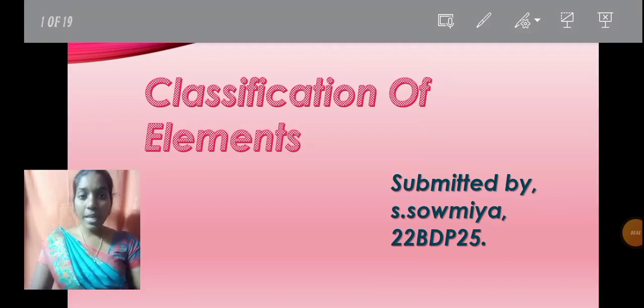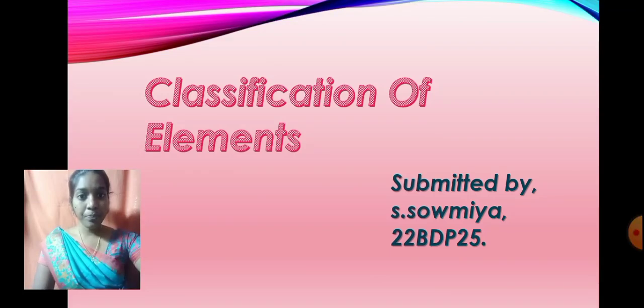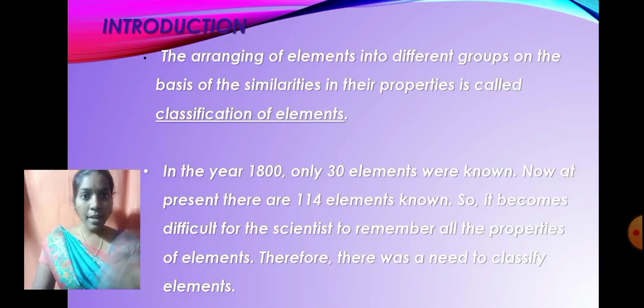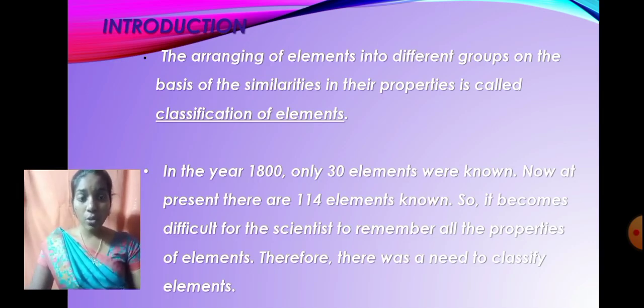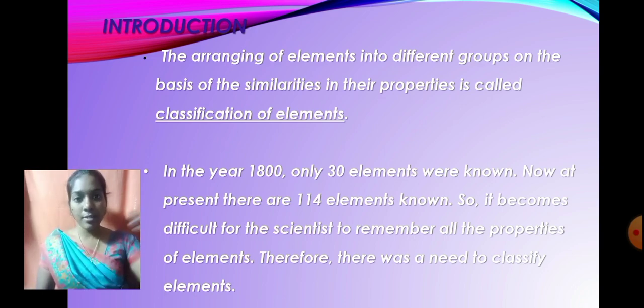Today we are going to see about classification of elements. Introduction. The arranging of elements into different groups on the basis of the similarities in their properties is called classification of elements. In the year 1800, only 30 elements were known. Now at present there are 114 elements known. So it becomes difficult for the scientists to remember all the properties of elements. Therefore, there was a need to classify elements.